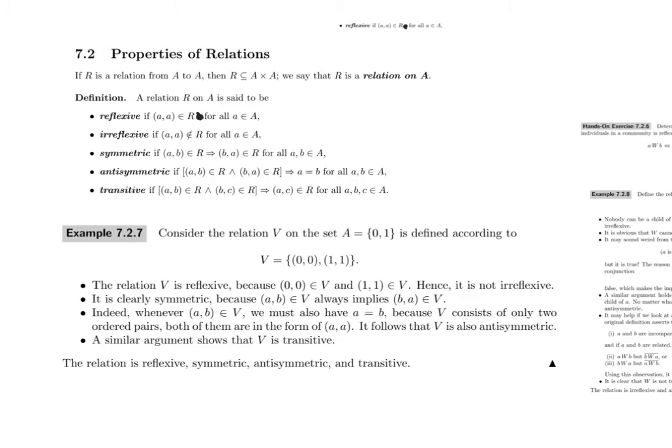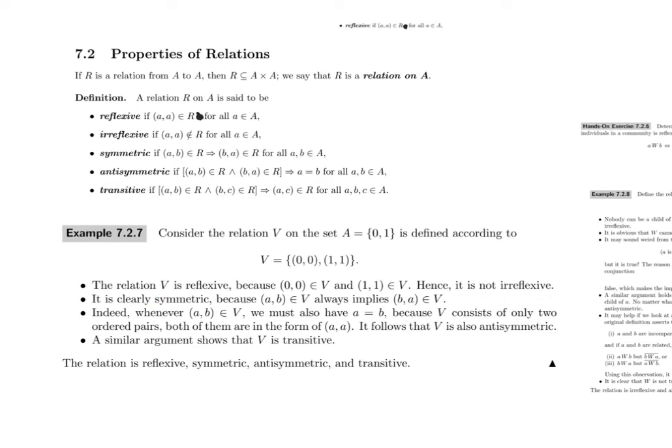Let's say we have the set consisting of just 0 and 1, and we define a relation on this set as consisting of the ordered pairs (0, 0) and (1, 1). Well, that's definitely reflexive, because for every element a of A, we have (a, a) in the relation. That automatically tells us it's not irreflexive.